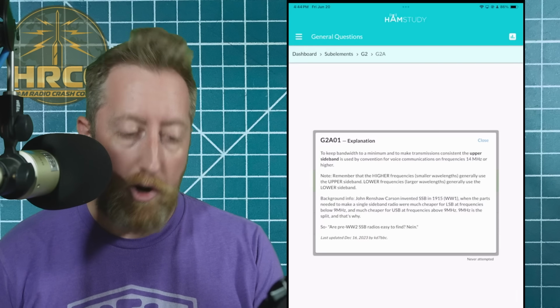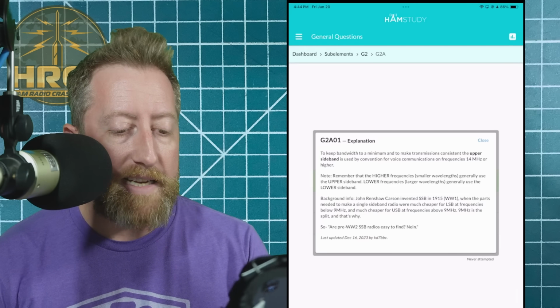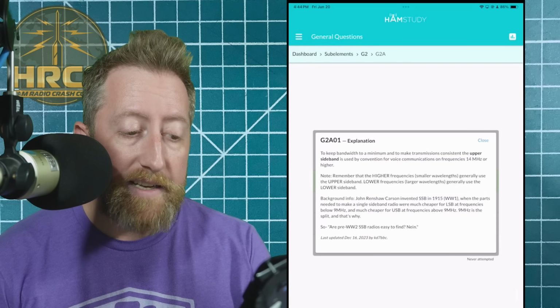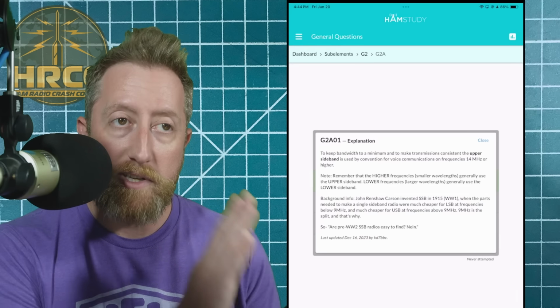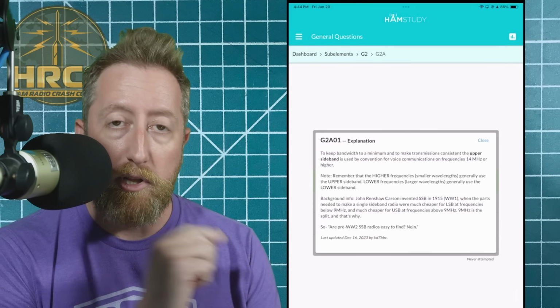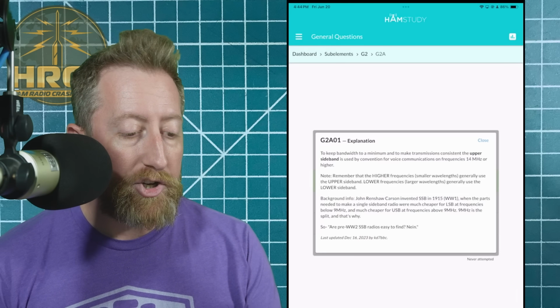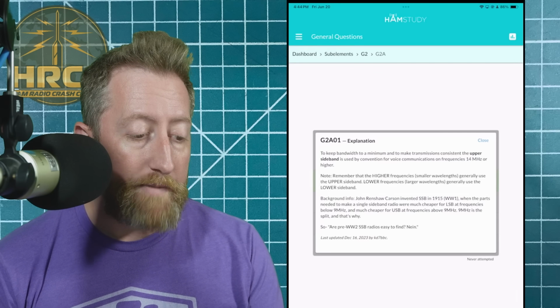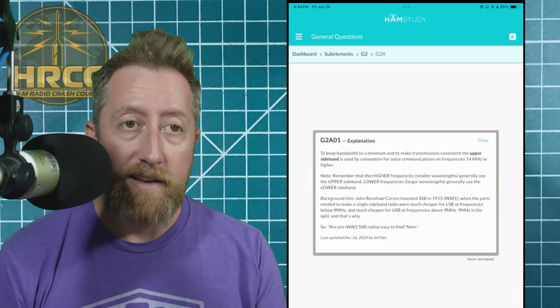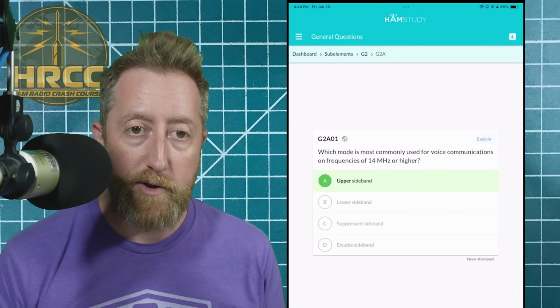John Renshaw Carson invented single sideband in 1915, when the parts needed to make a single sideband radio were much cheaper for lower sideband at frequencies below 9 megahertz and much cheaper for upper sideband at frequencies above 9 megahertz. 9 megahertz is the split, and that's why. So it's totally a historical answer, which is pretty cool.